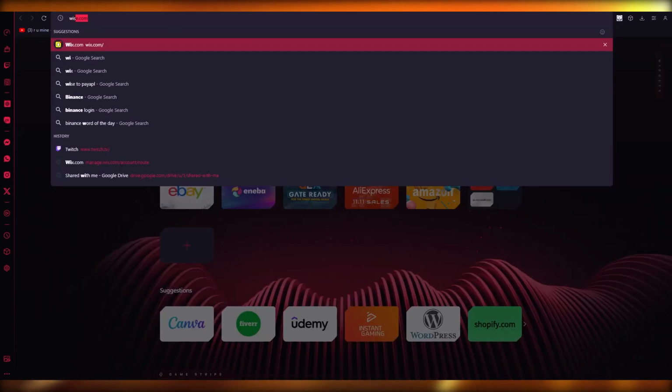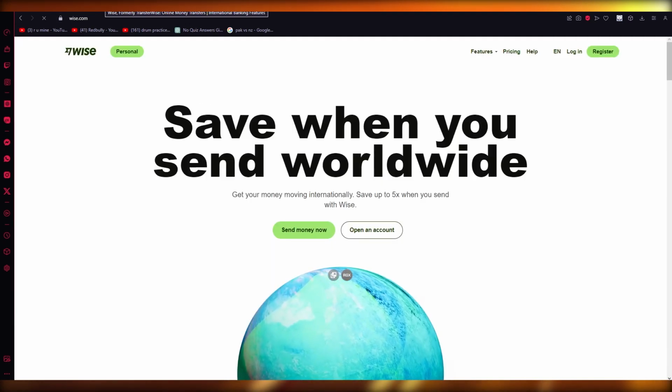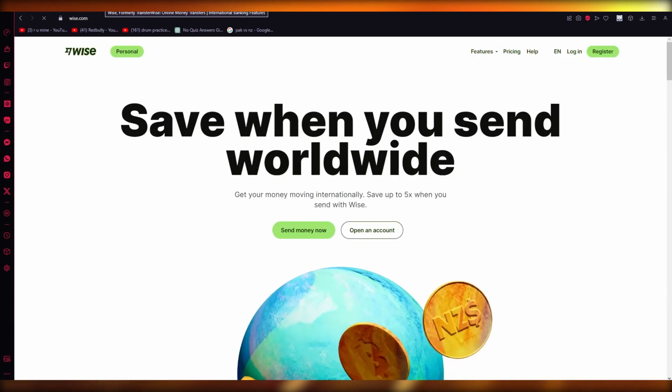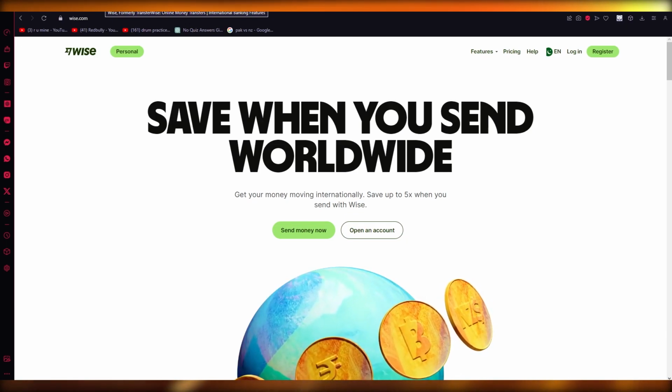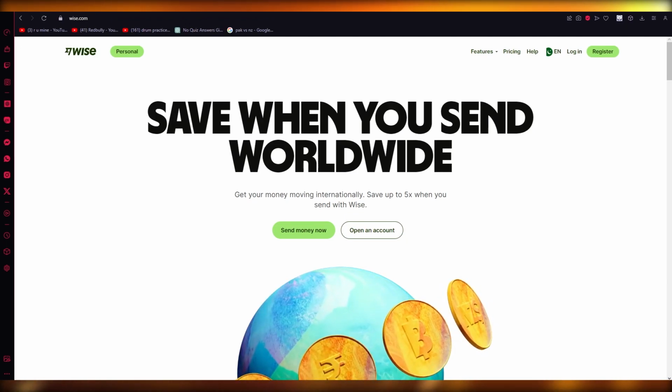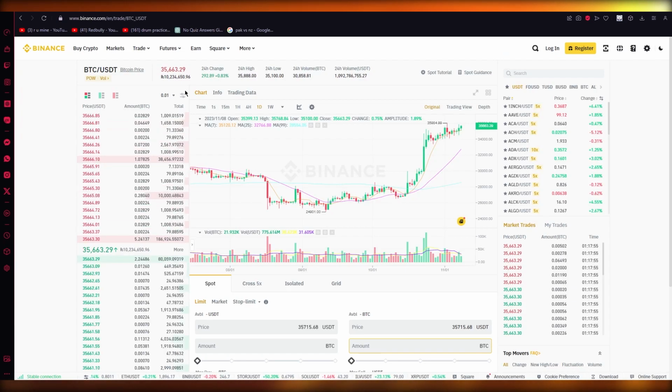come over to Wise, and you deposit into your Wise through your wallet, right? So you're just going to deposit into your Wise wallet through the card or bank you transferred the USDT to. And yeah, that's how you're going to basically withdraw from Binance to Wise.